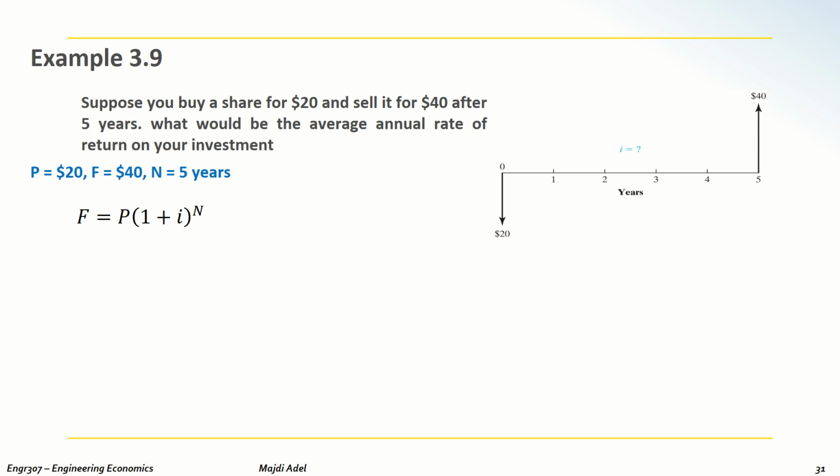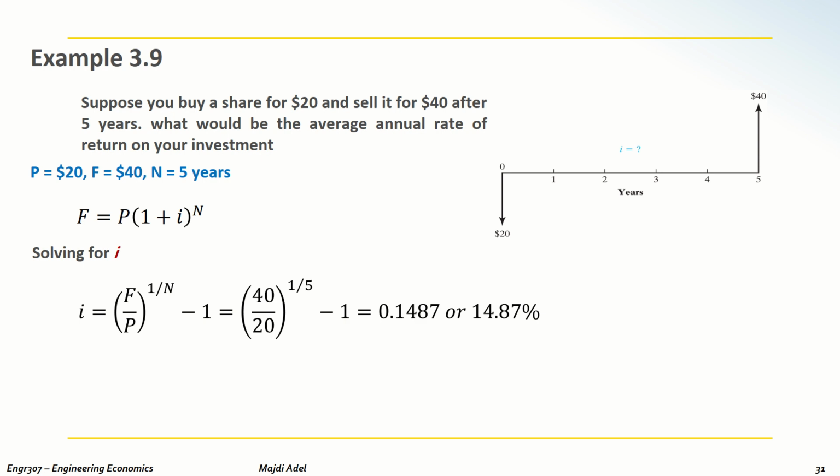We are going to use the compounding formula F equals P times (1 plus I) to the power N, and rearranging this equation or solving this equation for I, we will get I equals (F over P) to the power 1 over N, minus 1. Plug in the numbers and you will get the answer of 0.1487 or 14.87%. This is the interest rate.